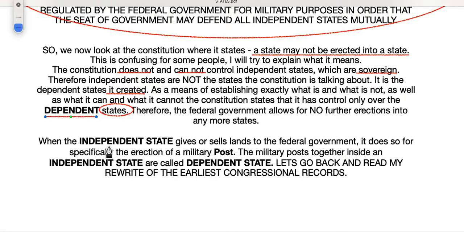So when the independent state gives or sells lands to the federal government, it does so specifically, according to the Constitution, for the erection of military posts. The military posts together inside an independent state are called a dependent state. Let's go back and read my rewrite of the earliest congressional records.